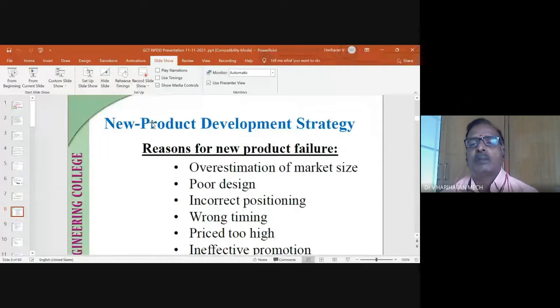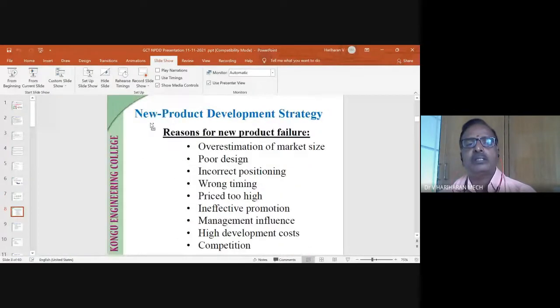Now, what are the strategies that you have? You say reasons for new product failure. Before that, you should know why your component fails. Suppose you are launching a new product. I will tell you an example.